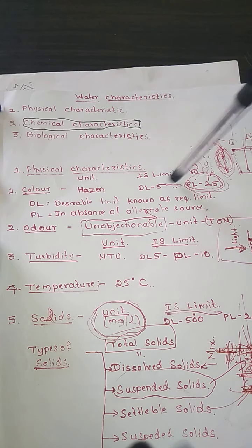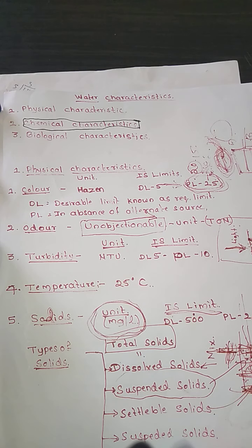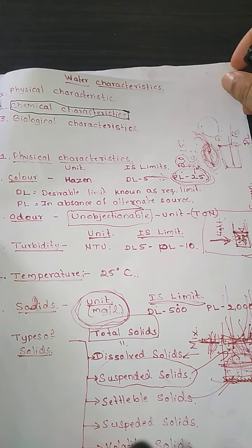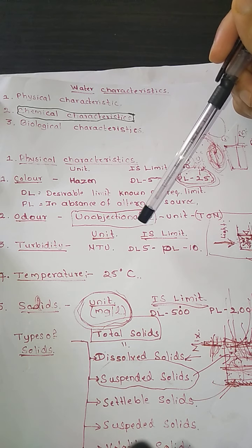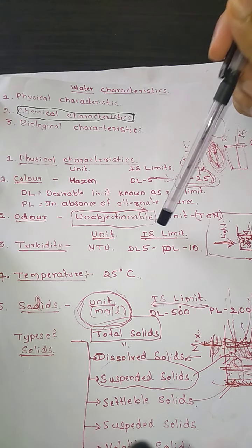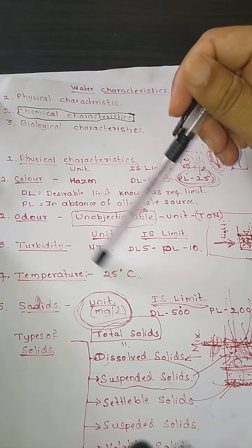The first characteristic in physical terms is the color, the unit is Hazen, and the desirable limit is 5 and the permissible limit is 25. Then odor, it is unobjectionable, it should not have any kind of odor. Drinking water should not have any kind of odor. Then the turbidity, the unit is NTU, and the desirable limit is 5 and the permissible limit is 10. Temperature, it is 25 degrees Celsius.